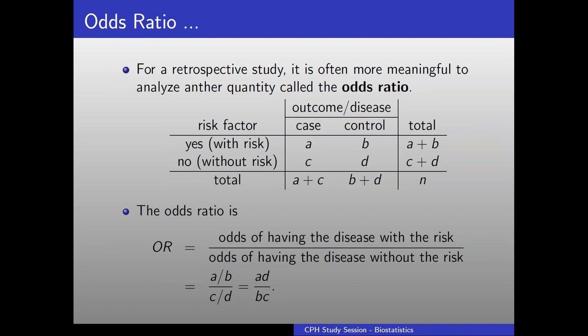But with an odds ratio, you're talking about the ratio of odds of having a disease with the risk versus, or over, odds of having a disease without the risk. And you see the formula for odds ratio there. This is, again, something that probably comes up a lot on the CPH exam, so you definitely want to know.